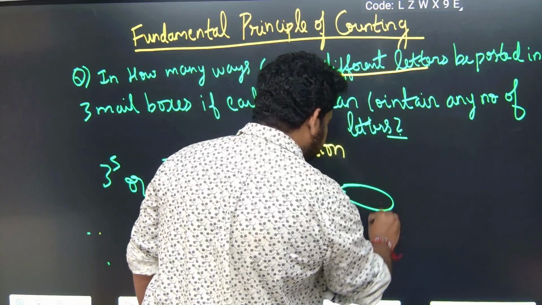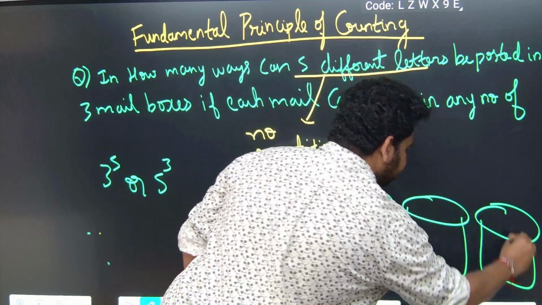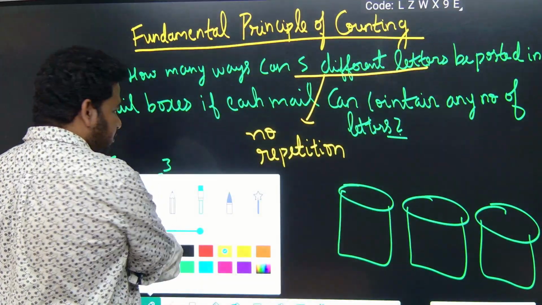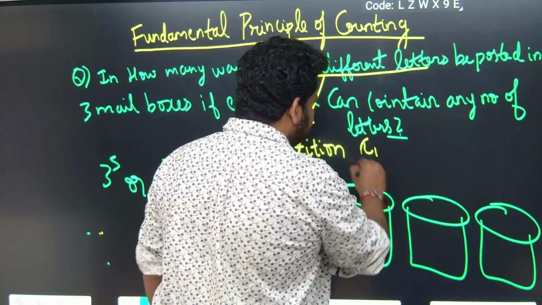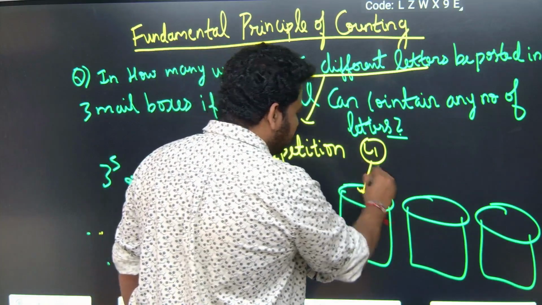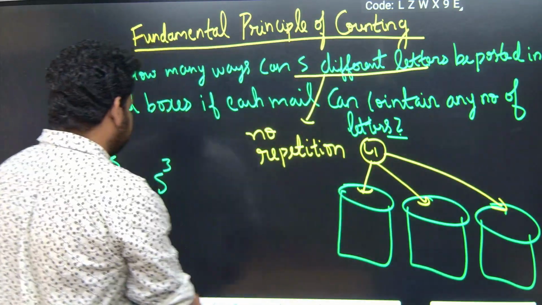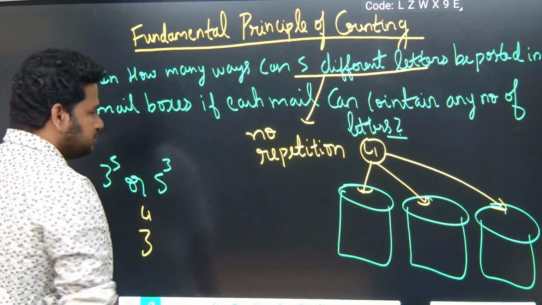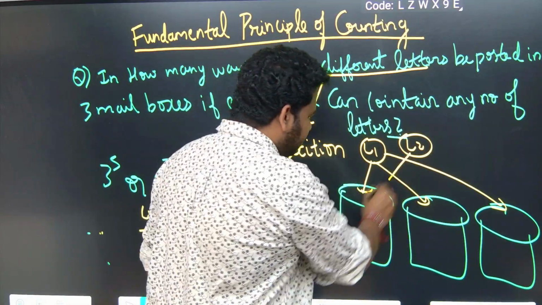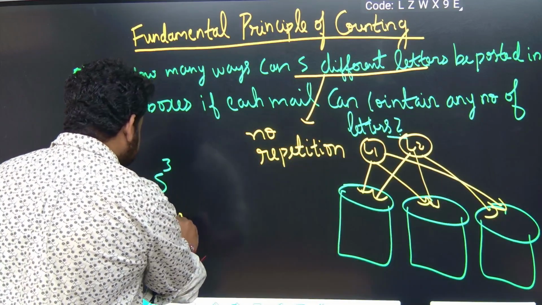See here, they are telling us 3 mailboxes, that is post boxes or mailboxes, whatever it is. These are the 3 mailboxes. Correct? And there are 5 different letters. So let us take the letters now. Let it be letter 1. This letter 1 has how many possibilities? It can go into this box or this box or this box. There are 3 possibilities for letter 1. If I take letter 2, this also has 3 possibilities.